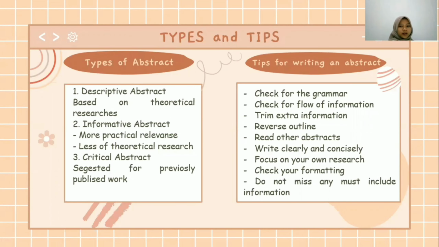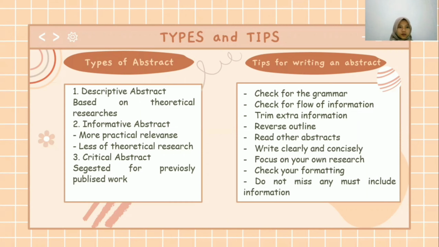Types of abstract. 1. Descriptive abstract is suggested for topics that are inclined to theoretical research instead of practical studies. 2. The informative abstract is suggested for topics that have more practical relevance and less theoretical research. 3. Critical abstract is suggested if you are contradicting a previously published work to a great extent.